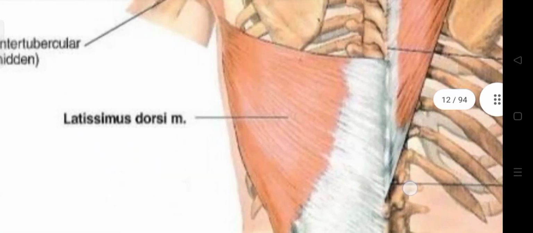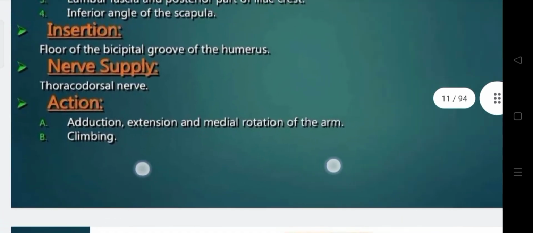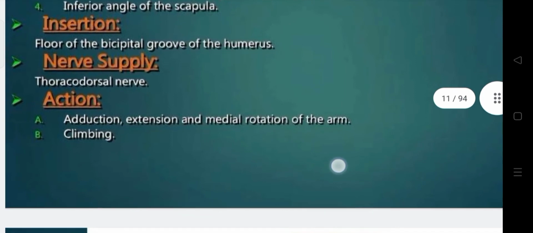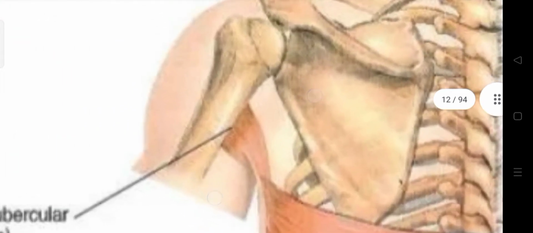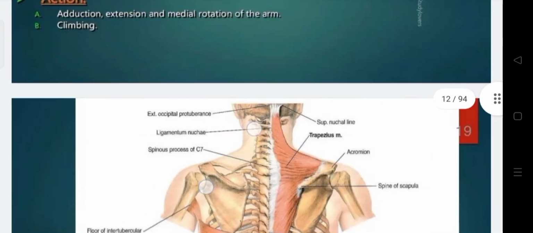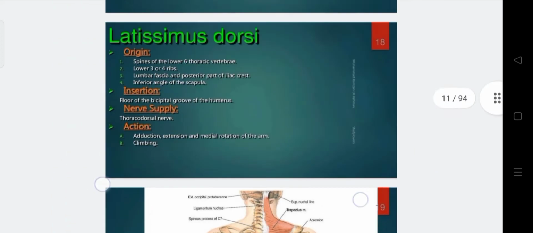Basically, this is the muscle, and it's inserted into the floor of the bicipital groove of the humerus. You can see this. Here it is inserted into the bicipital groove of the humerus. It's supplied by the thoracodorsal nerve, and it helps in the adduction, extension, and the medial rotation of the arm, and it also helps in climbing.